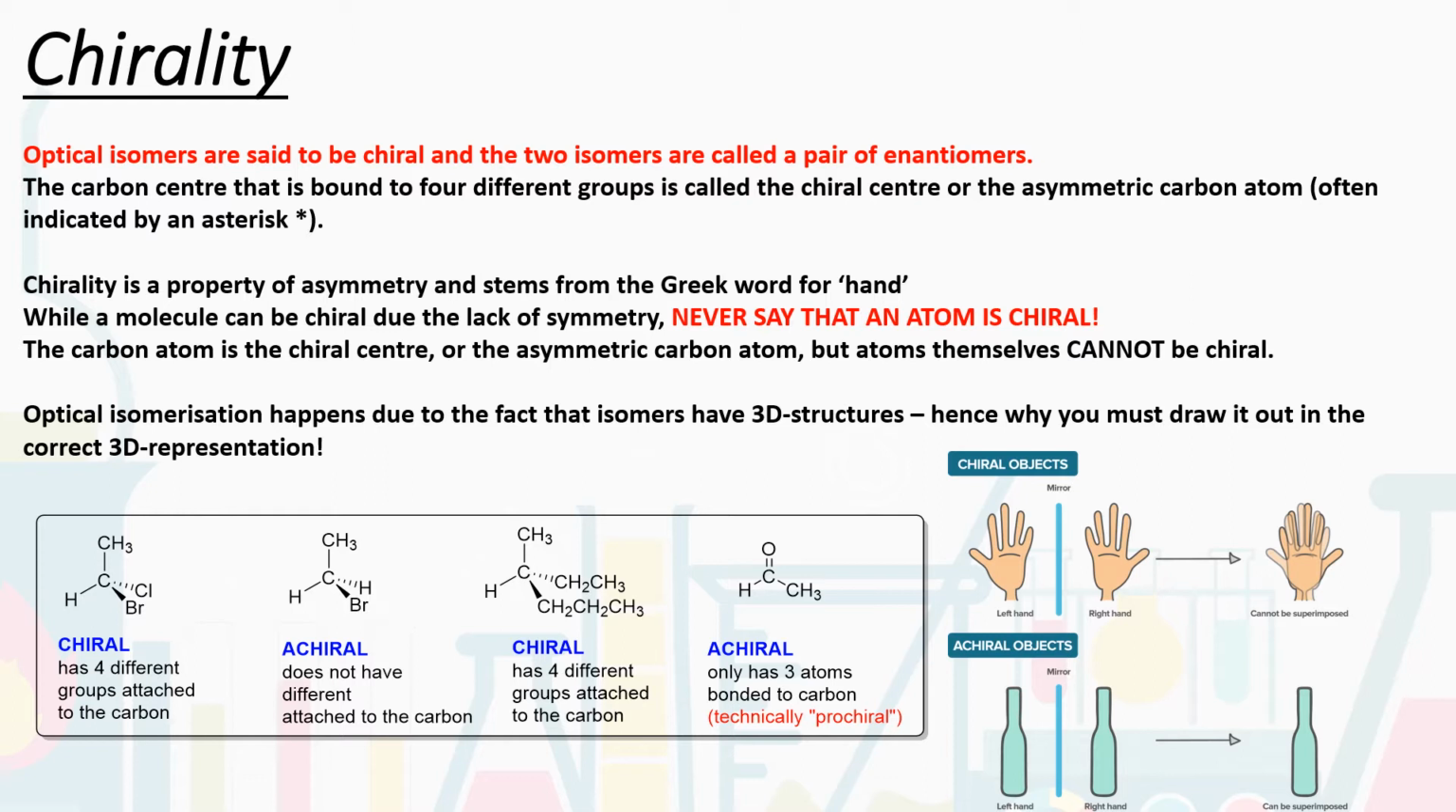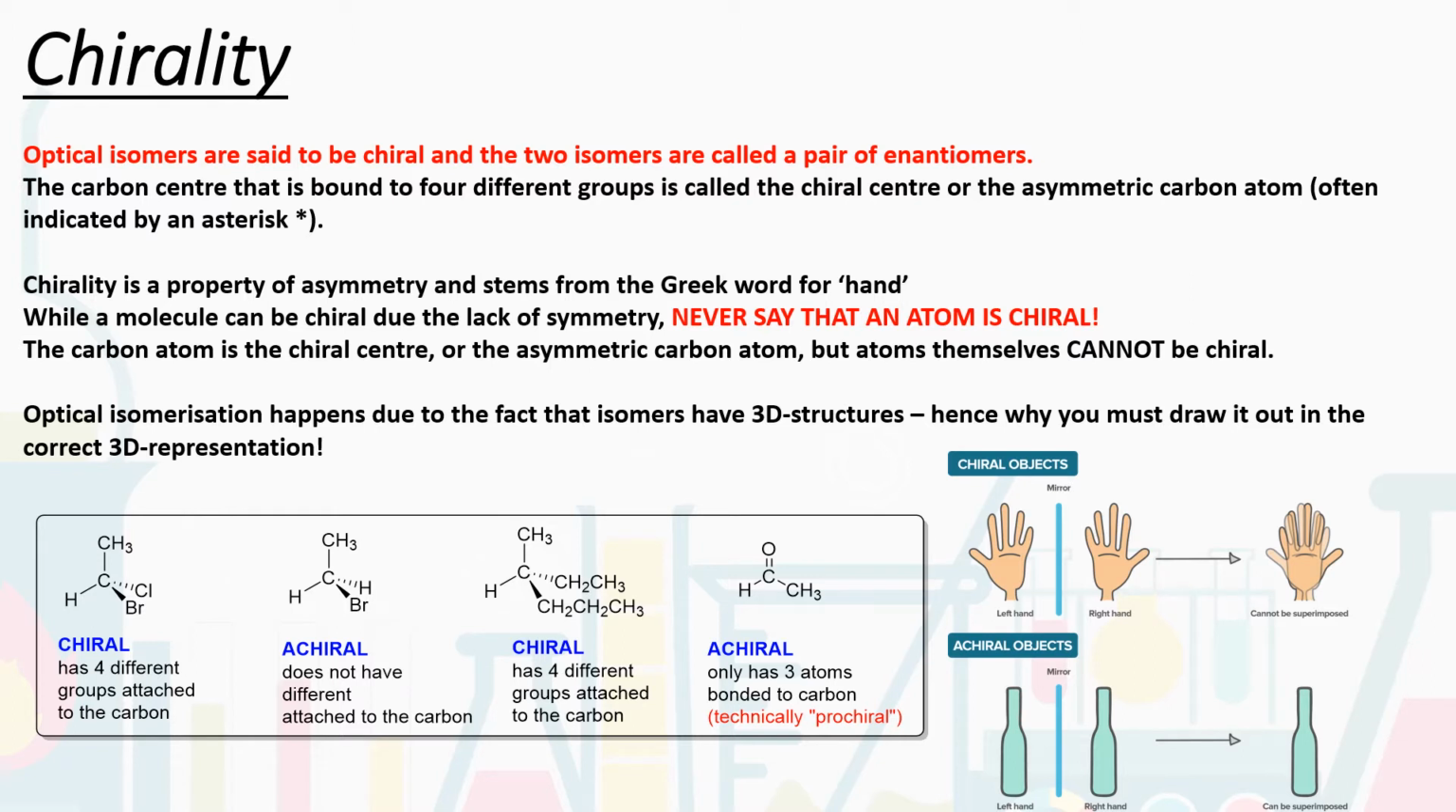Sometimes not. But if there is a little asterisk, what that's telling you is that that carbon is the asymmetric carbon atom, or the chiral center of that molecule. Now, chirality is a property of asymmetry. Because we have four different groups attached, we can say that our molecule basically isn't symmetric.